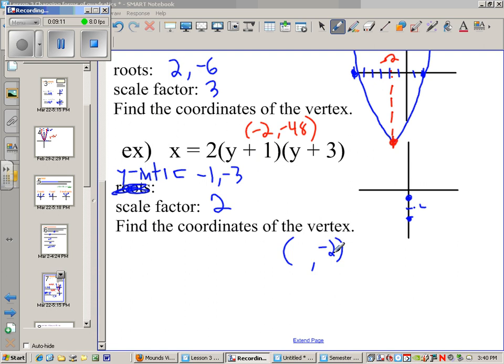Now if I take negative 2 and plug it in for y, negative 2 plus 1 is negative 1. Negative 2 plus 3 is 1. So 1 times negative 1 times 2, that would be negative 2. So I go to the left 2, and then down 2, and now I can draw my parabola.